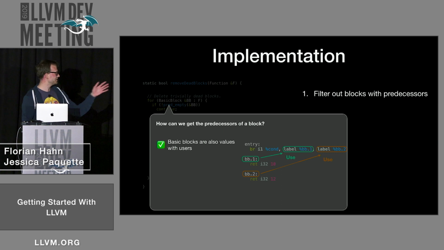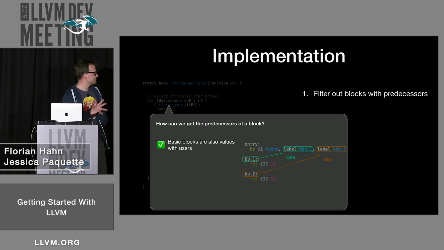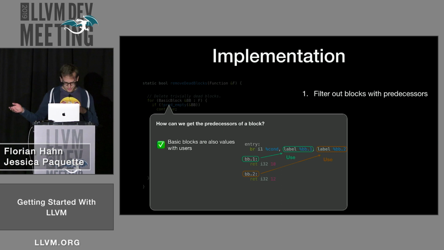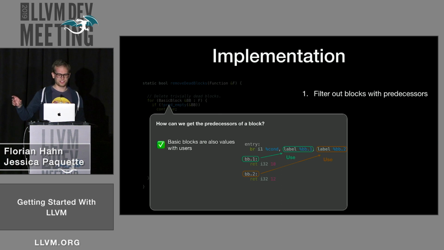So for example, on the slide, we have the entry block, which has a conditional branch. And the conditional branch uses BB1 and BB2.